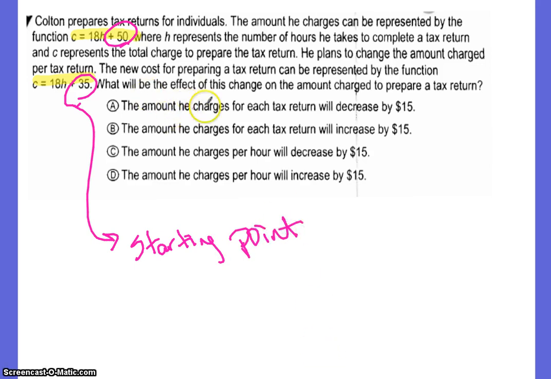So, is it the amount he charges for each return or the amount he charges per hour? Per hour meant that it should have been times X. So, it's not these. So did it go up or down? It went from 50 to 35. It went down, which is a decrease.